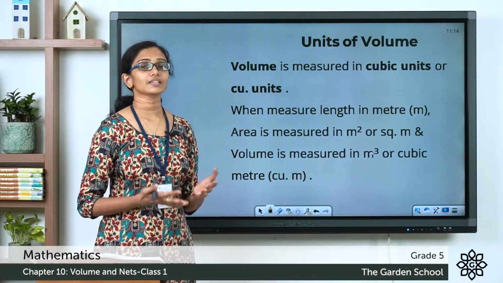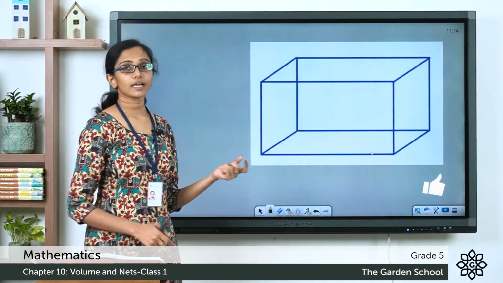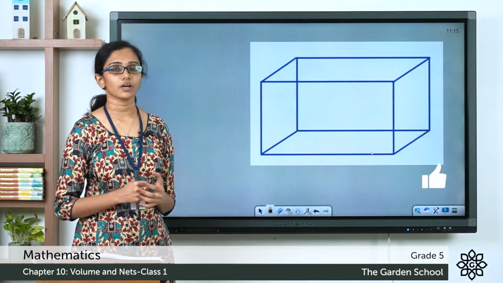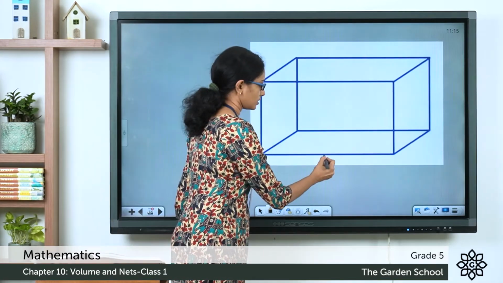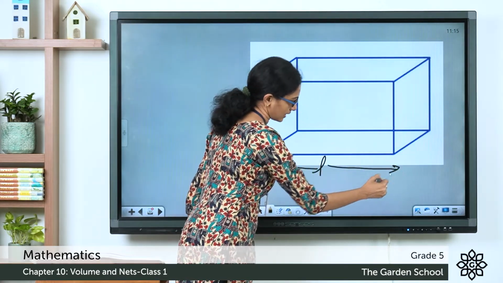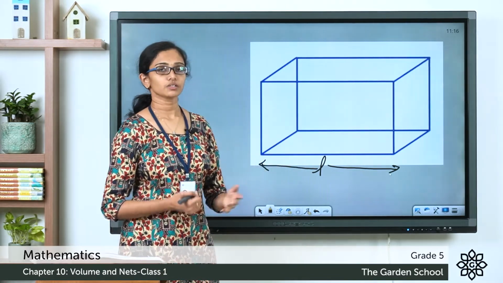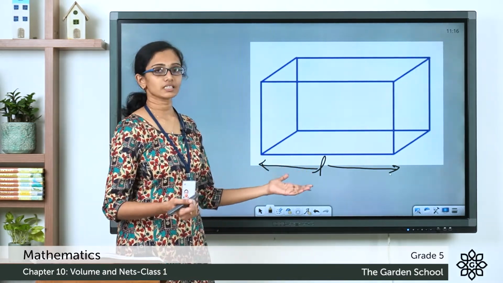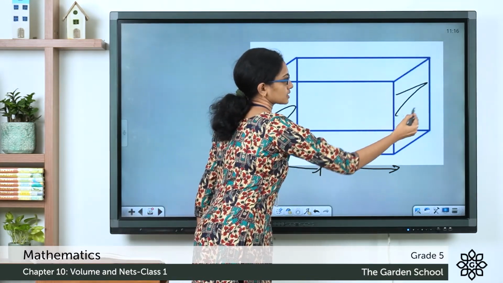Now that we understand the concept of volume, let's redefine the length, breadth and height of a solid object. We said this has got a length here. This distance is the length. And you see these two side faces of this object. So we can say the length is the distance between these two side faces.